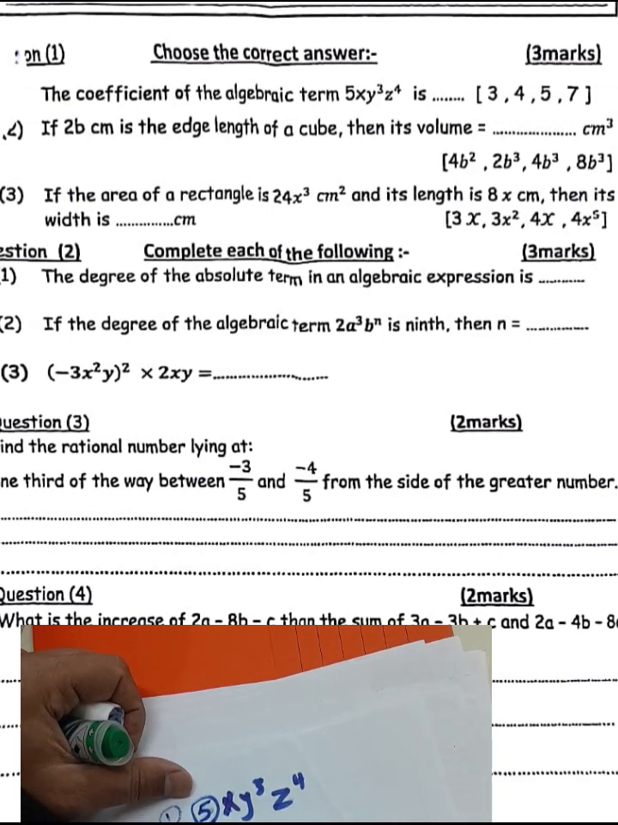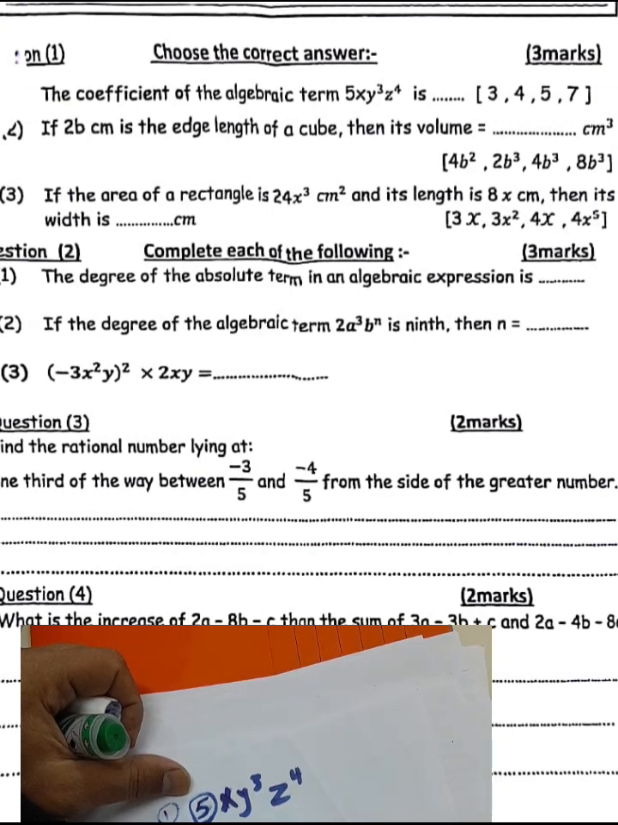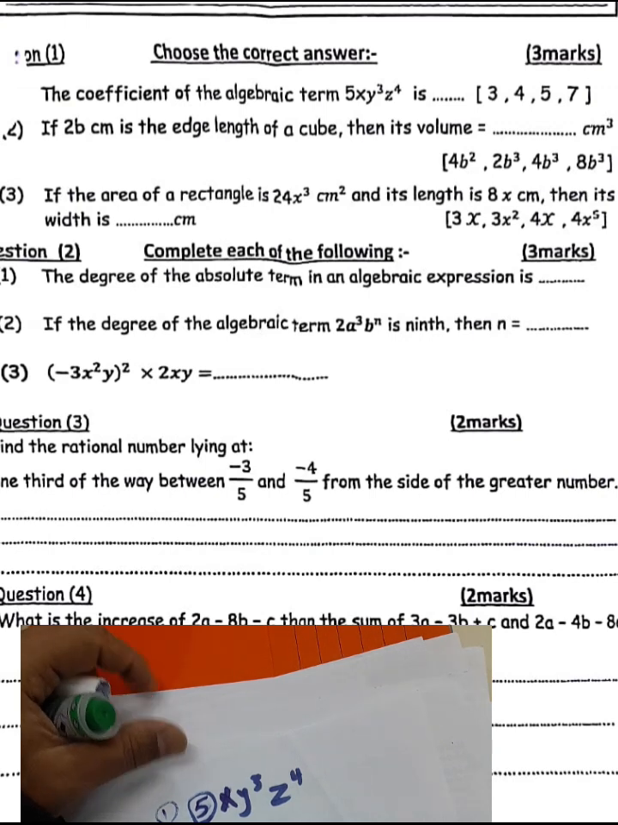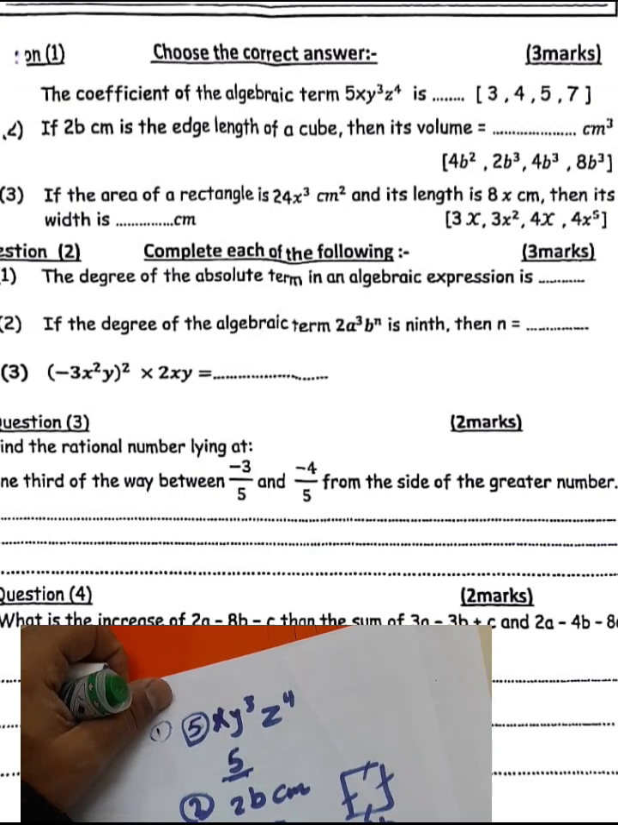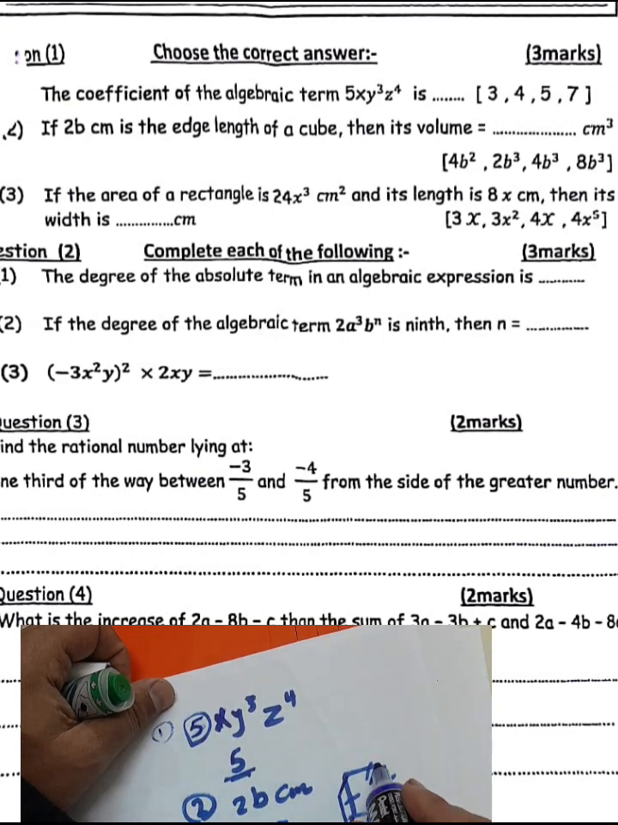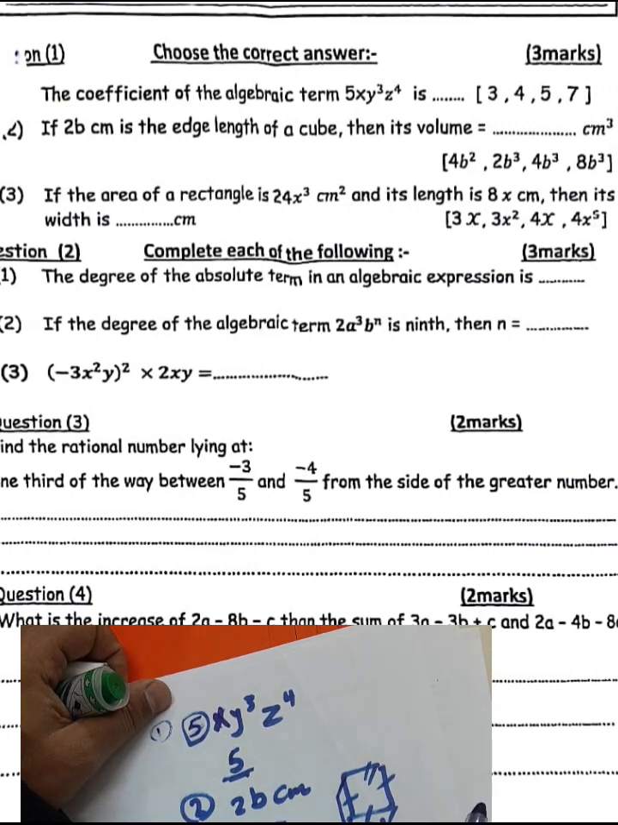Question number 2. If 2b centimeters is the edge length of a cube, we have a cube here and the edge is 2b centimeters, then the volume will be 2b all power 3, the volume will be 8b power 3. Okay, it's the volume of what? The cube. We have this cube here, side length was 2p, then the volume will be side by side by side, 2p times 2p times 2p, it will be 2p all power 3, it will be 8p power 3.